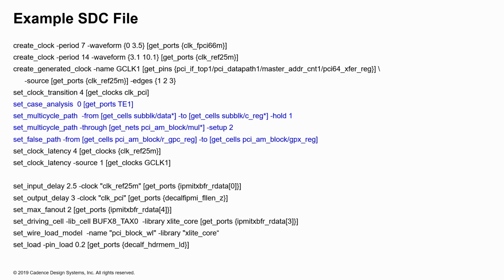So this is a sample example, and it's showing all sorts of different things, including create clock, create generated clock, set clock latency, set input delay, set output delay, and so on.